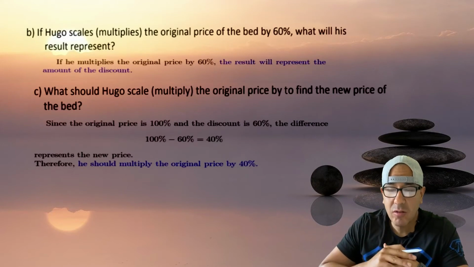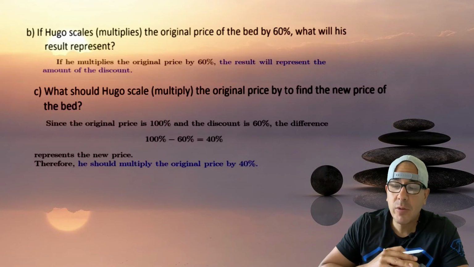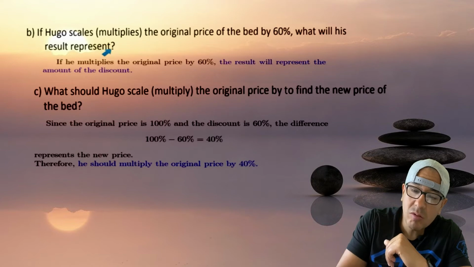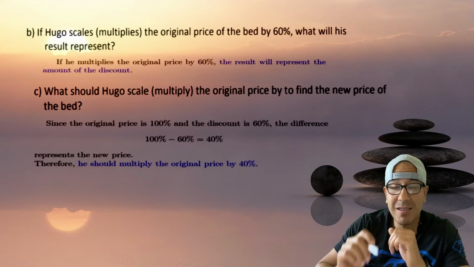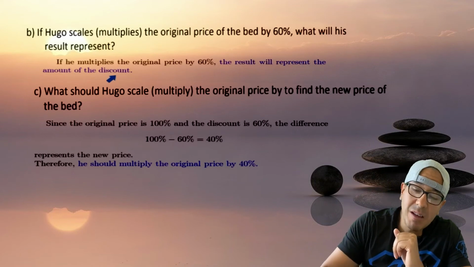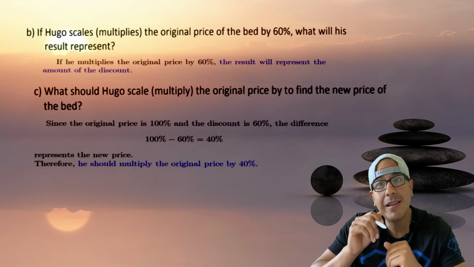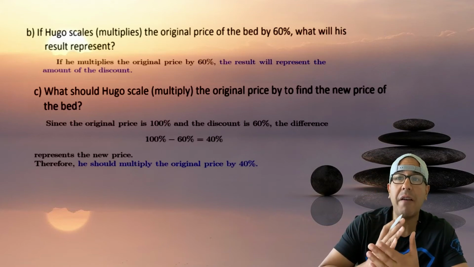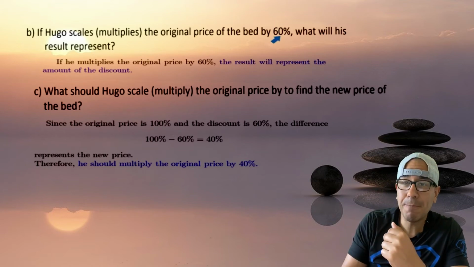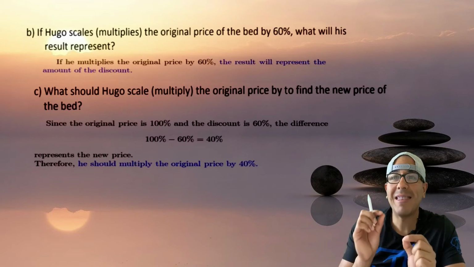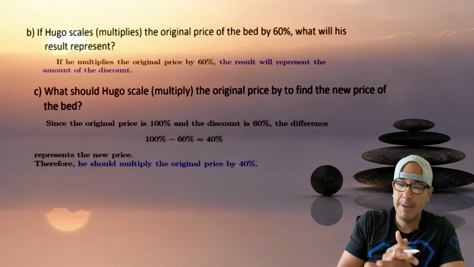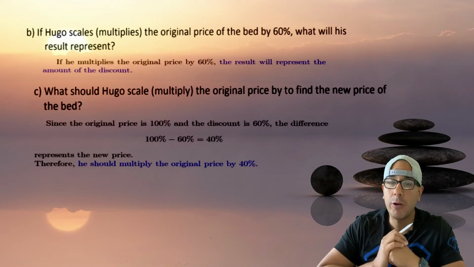If Hugo scales, which is multiplies, the original price of his bed by 60%, what will this result represent? Well, if he multiplies the original by 60%, this is going to represent the amount of the discount because they're telling us it's 60% off. Off of what? Off of the original. So that's why you take that 60% and you multiply times the original, and all that tells you is how much you're getting off, the discount, right? So there's part B for you.